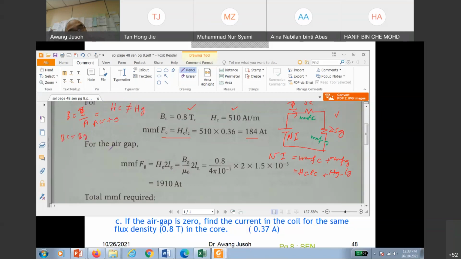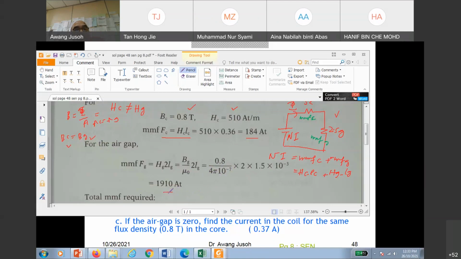H in the air gap is very, very strong compared to H in the core. But in terms of flux density, it is the same. Flux density at the core is equal to flux density at the air gap. And this is 0.8. Mu naught, you know the value given. You get this 194.